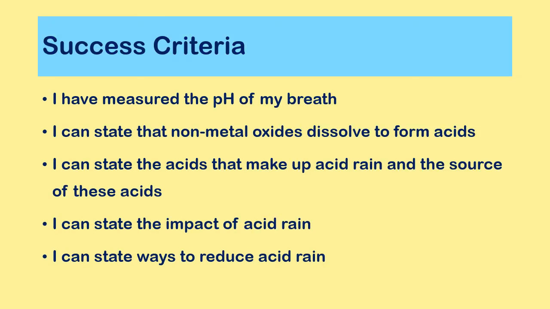So, if you're in class, you may have been able to measure the pH of your breath, which contains carbon dioxide, and so you should hopefully have seen that it is acidic. By the end of this part of the lesson, you should hopefully be able to say that non-metal oxides dissolve to produce acids. So remember, non-metal oxides dissolve to give acids. Non-metal oxides dissolved produce acids that can form acid rain.